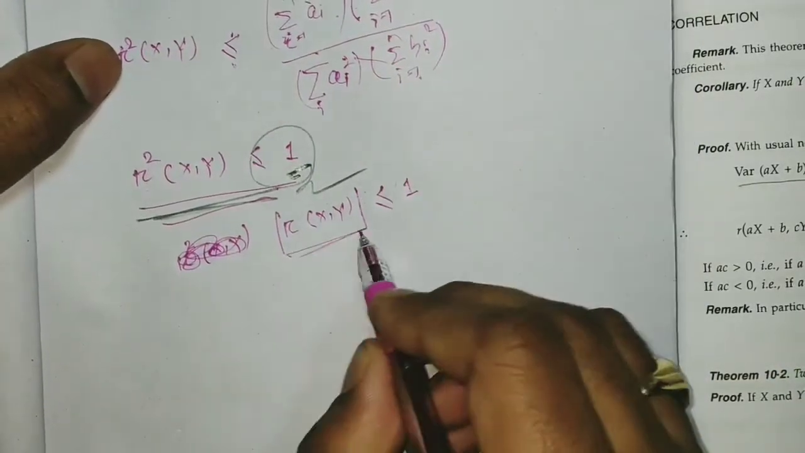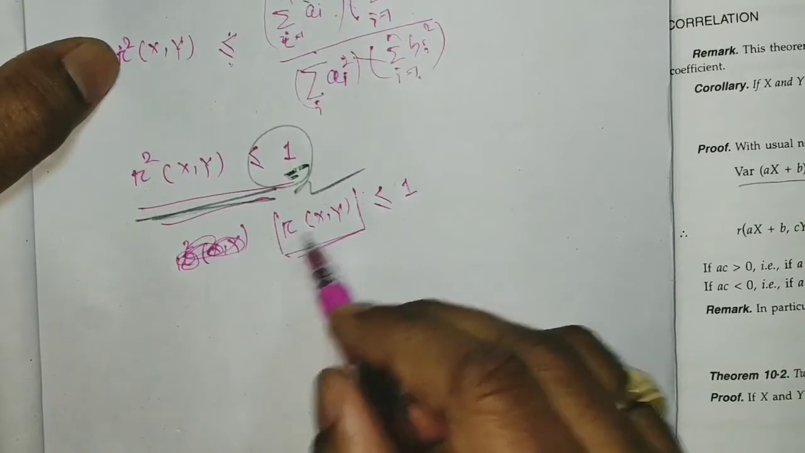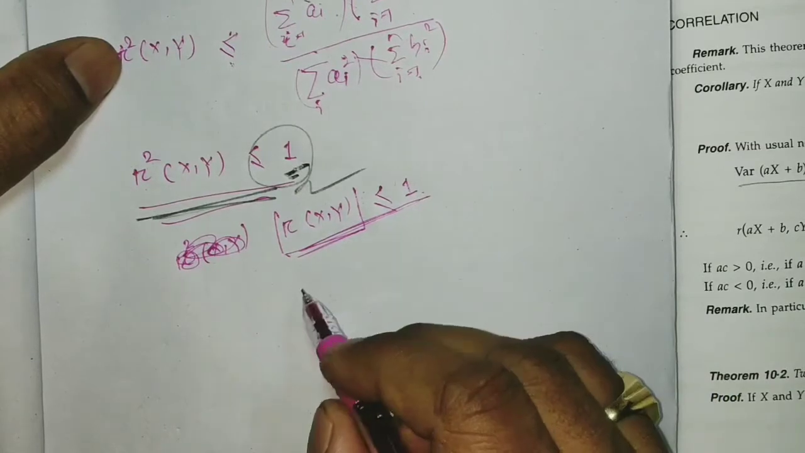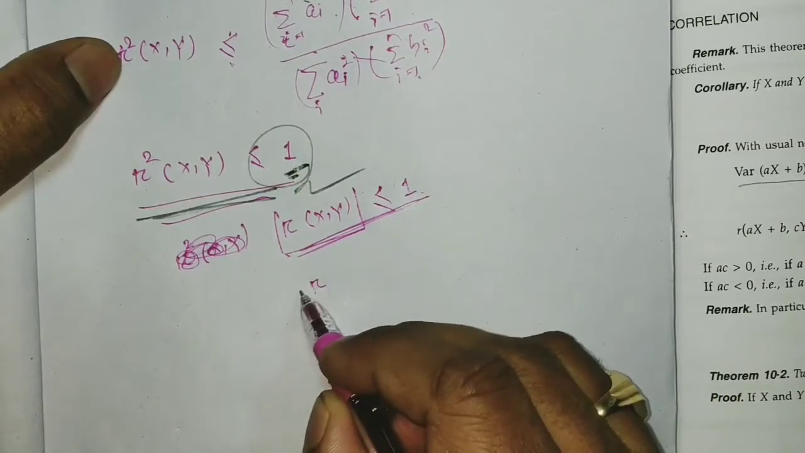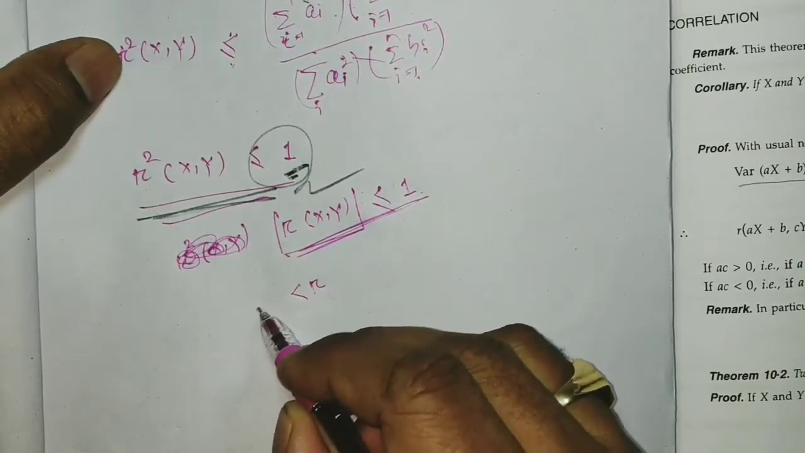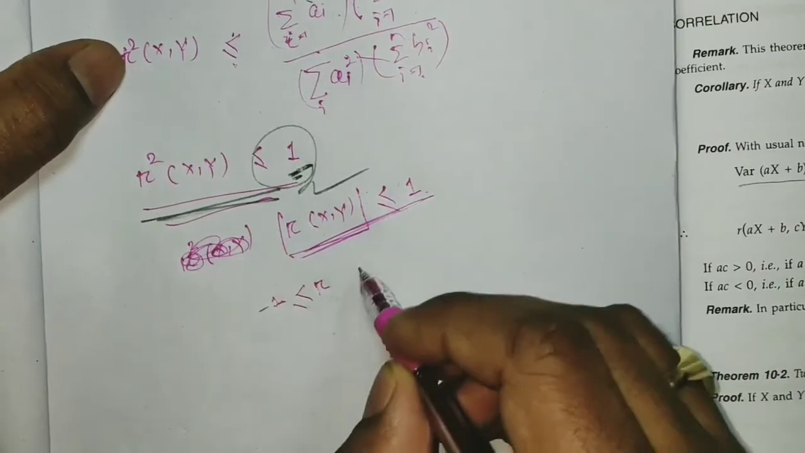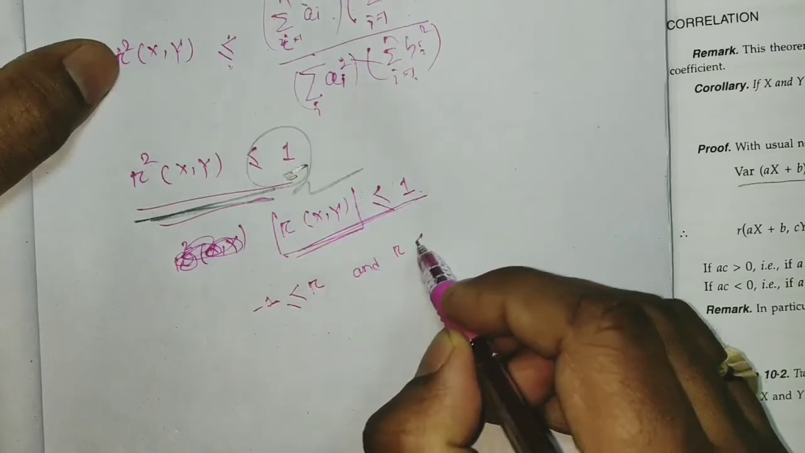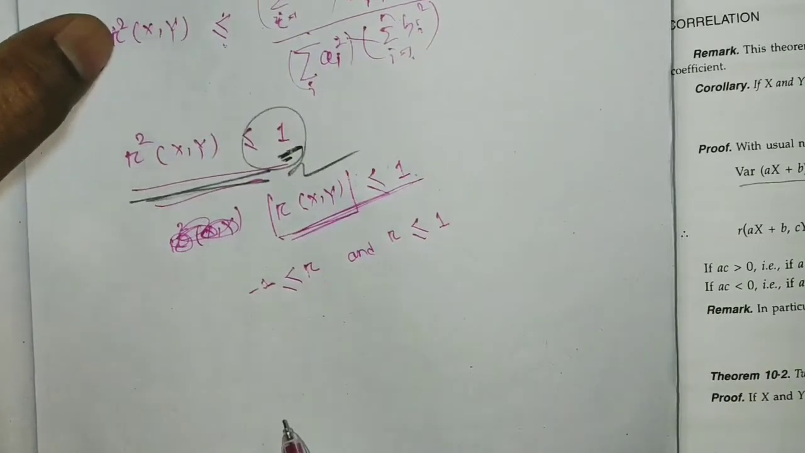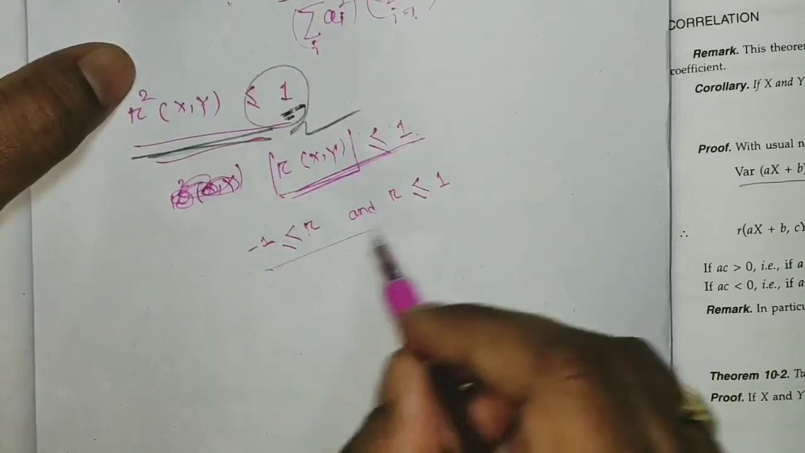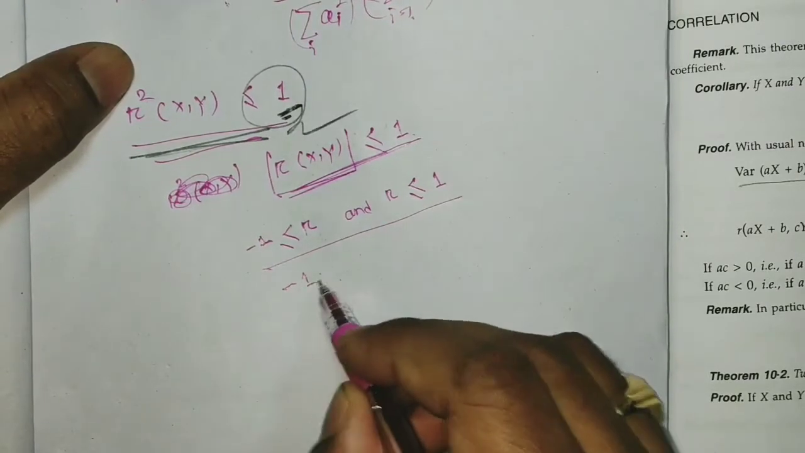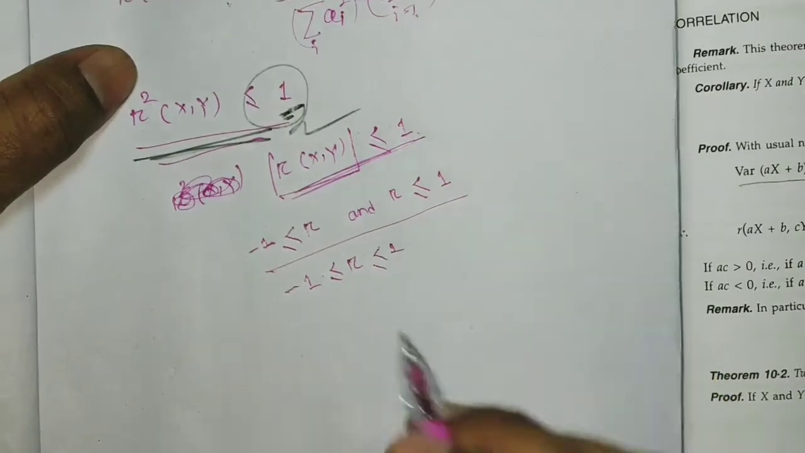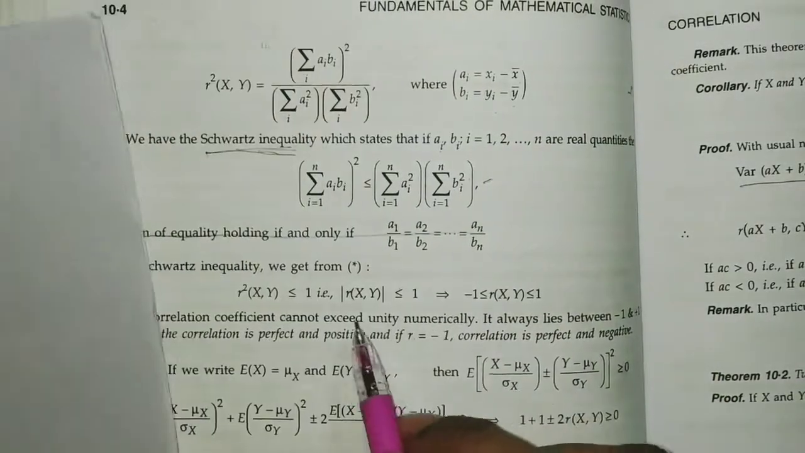Or this is nothing but r varies, that means mod r less than or equal to 1, that means r greater than or equal to minus 1, and r less than or equal to plus 1. Okay, so in general we can write r varies in between minus 1 to plus 1. So here we can write the same thing.